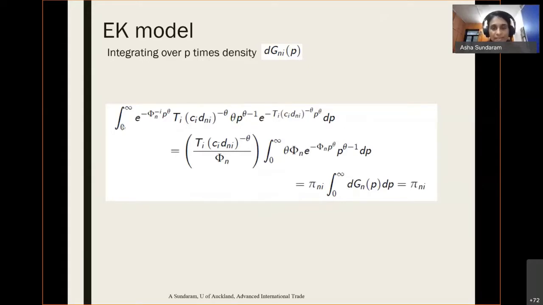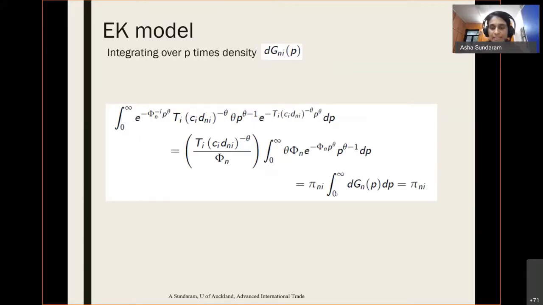Now, once I do this, I know that this is an extremely long expression, but look at how nicely it simplifies. So this is the beauty of the Frechet type distribution. Okay. So what I can do here is I can simply take everything out as long as there's no P in it. So I'm going to take all of these terms out so that there's no P in them. I'm going to keep everything with a P inside here. And once I do that, what I notice is this expression inside the integral is simply dG_n of P. And if you remember, G_n of P is simply the cumulative distribution of prices in India.